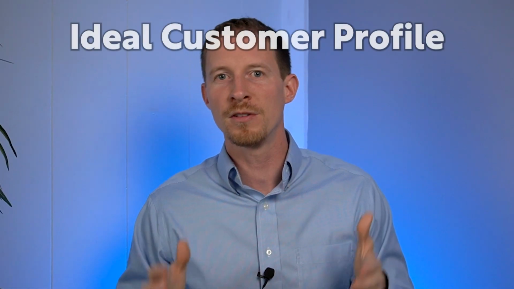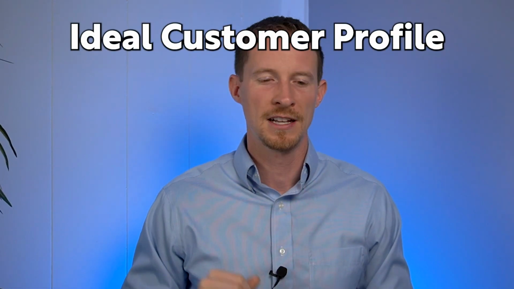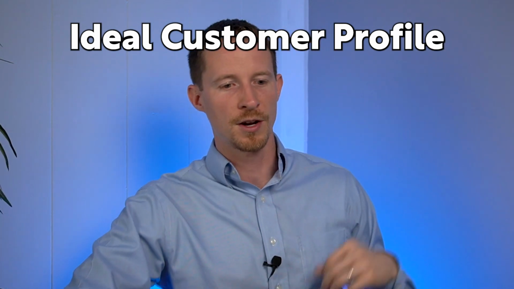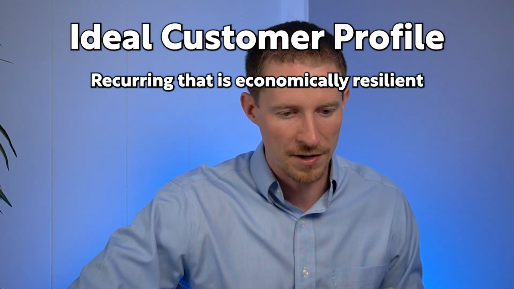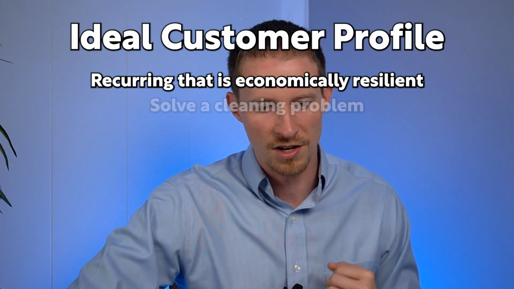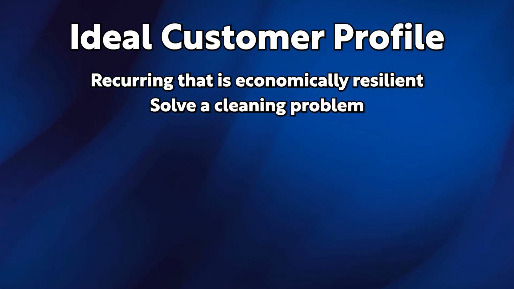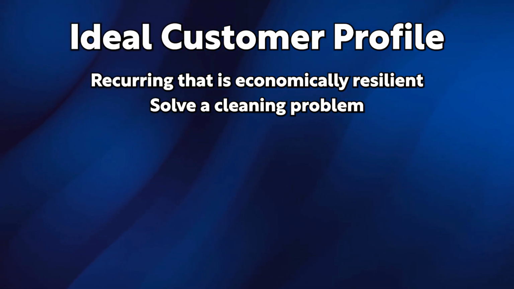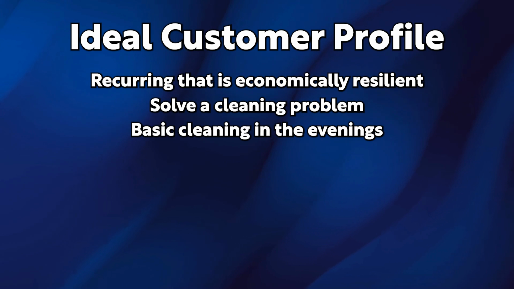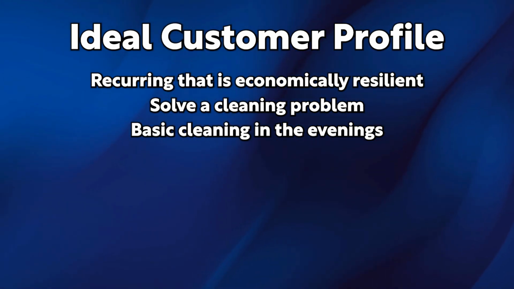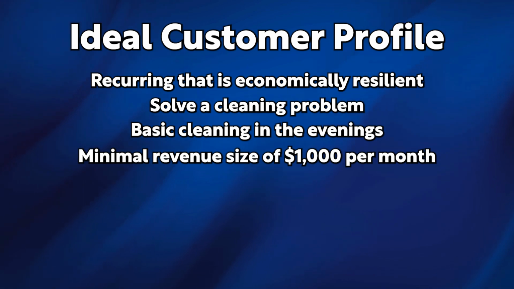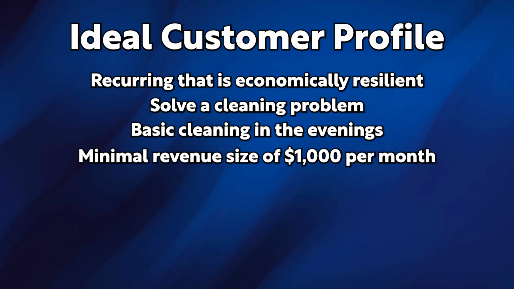So what does a final ideal customer profile look like? It looks something like this. You could say, I want to go after recurring revenue that is economically resilient. I want to solve a cleaning problem, so they're not going to be all price picky. We're going to focus on just basic cleaning in the evenings, which takes care of the scope and then the time of day. And then we're going to do a minimum revenue size of $1,000 a month. I'm not going to take any customers less than that.